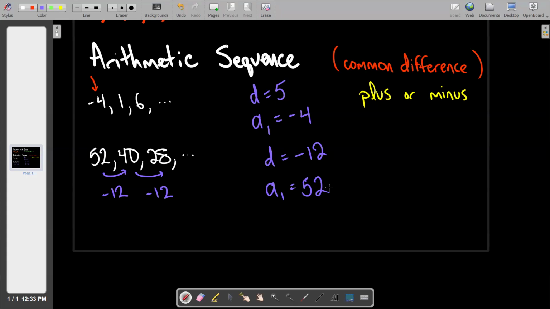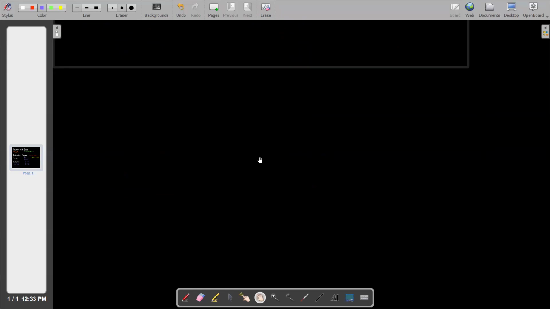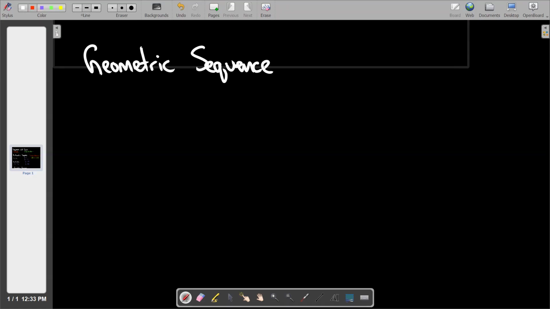Okay. I'm going to introduce to you the other kind of sequence, and then we'll come back to writing the explicit formulas. And it's not difficult. It's just I want to get both sequences out of the way. So the next type of sequence we're going to talk about is called a geometric sequence. And a geometric sequence does not have a common difference. A geometric sequence has what we call a common ratio.